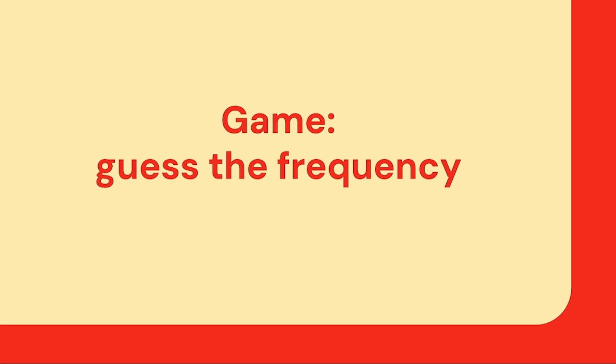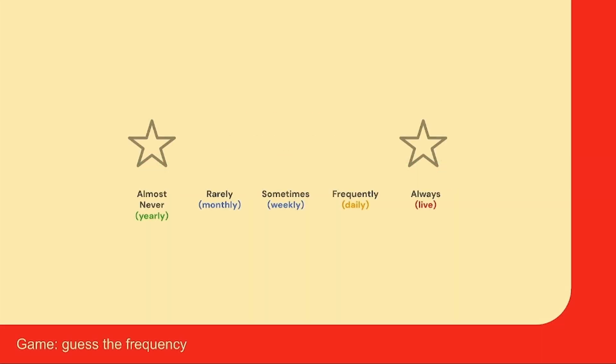So let's do a little game. We're going to try to guess the frequency of revalidation of a page. Let's say 1 star is this page never gets updated, 2 monthly, 3 weekly, 4 daily, and 5 it must be always revalidated, so we want live data. Let's say we have a blog post.